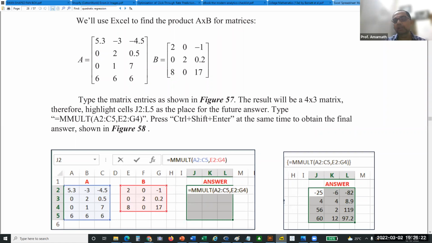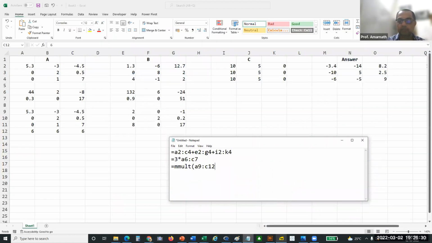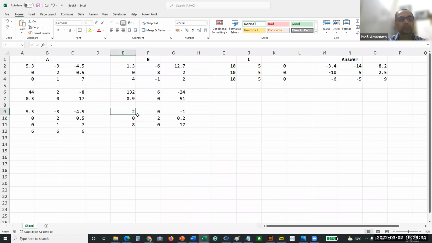I'm not using any star sign or multiplication sign. I'm using a comma here, so please note that. A comma is put here, and the second matrix is from E9 to G11.